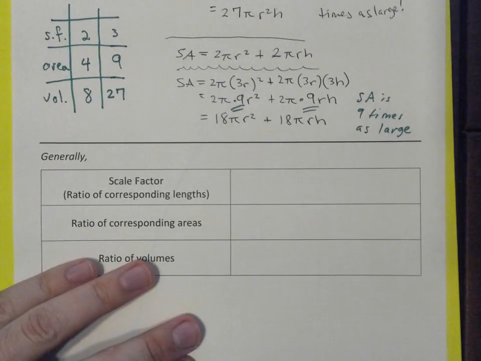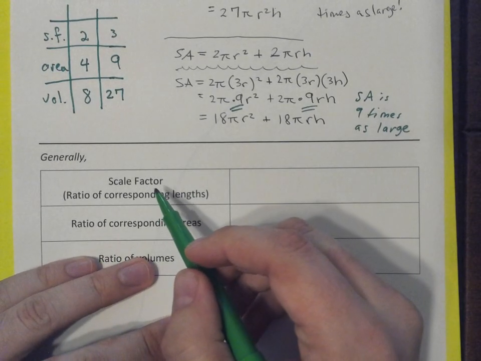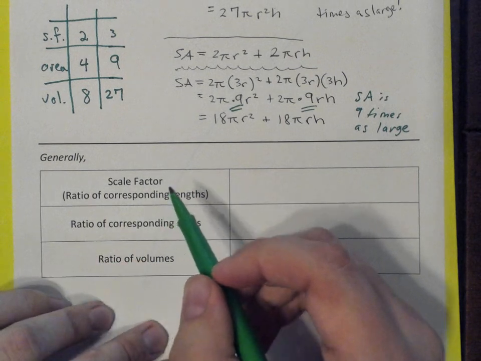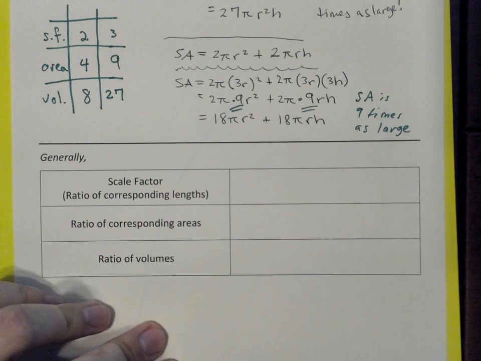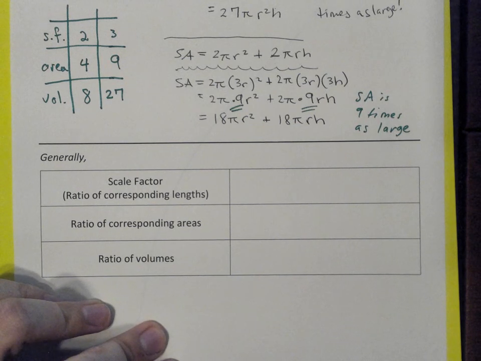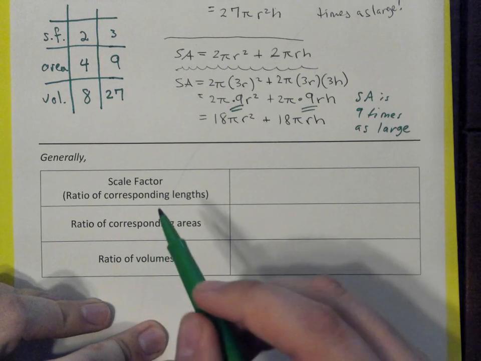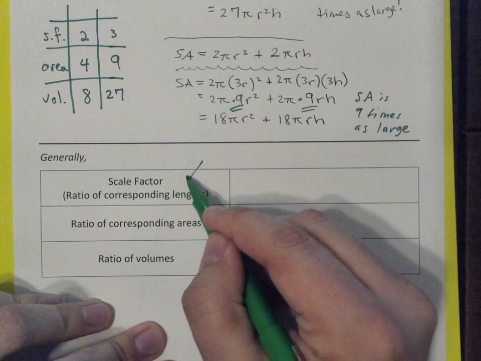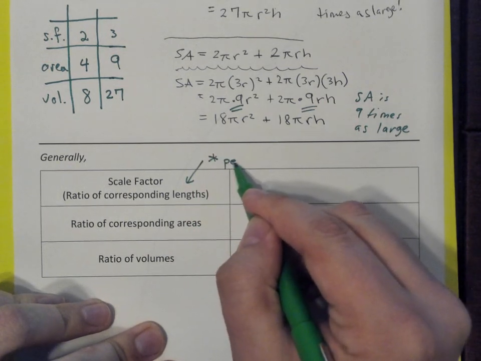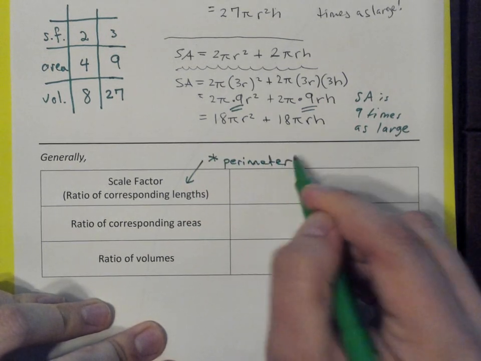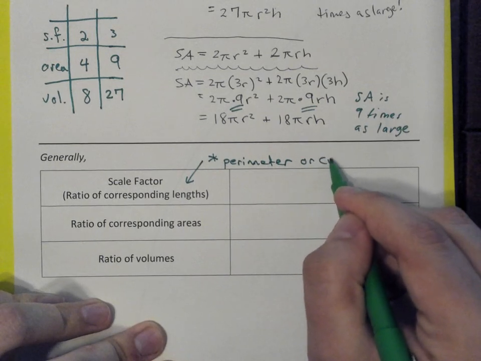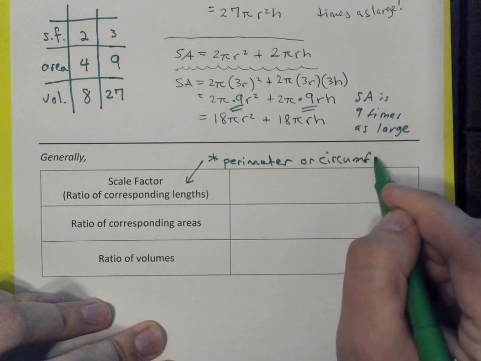So, let's say I have a certain scale factor. Now, the scale factor, when I talk about this for similar solids or similar figures for that matter, always refers to the ratio of corresponding lengths. Now, when I say lengths, I could mean the length, width, or height of a prism. I could mean the ratio of two radii, or heights of cylinders, or even slant heights for cones and pyramids. The other thing, though, be aware, corresponding lengths would include perimeter or circumference.